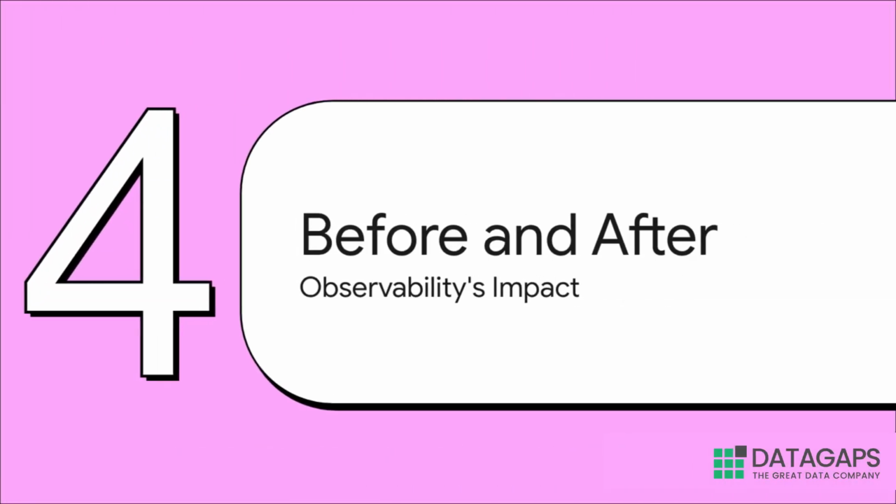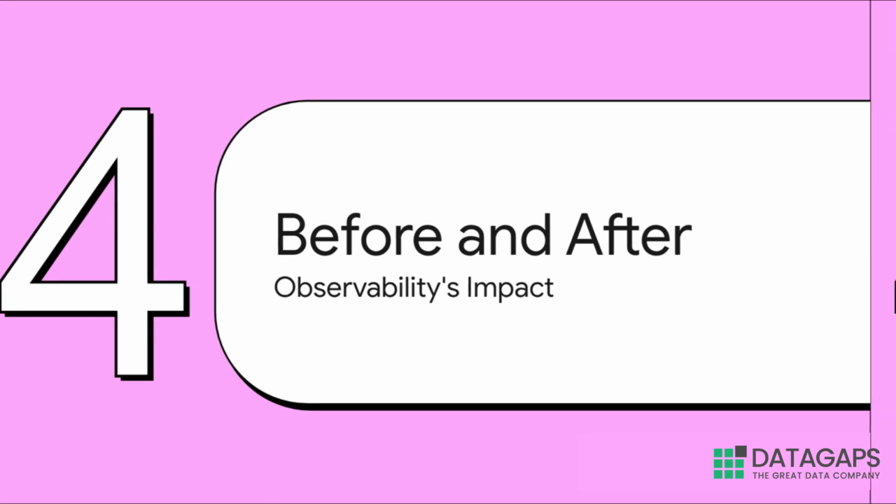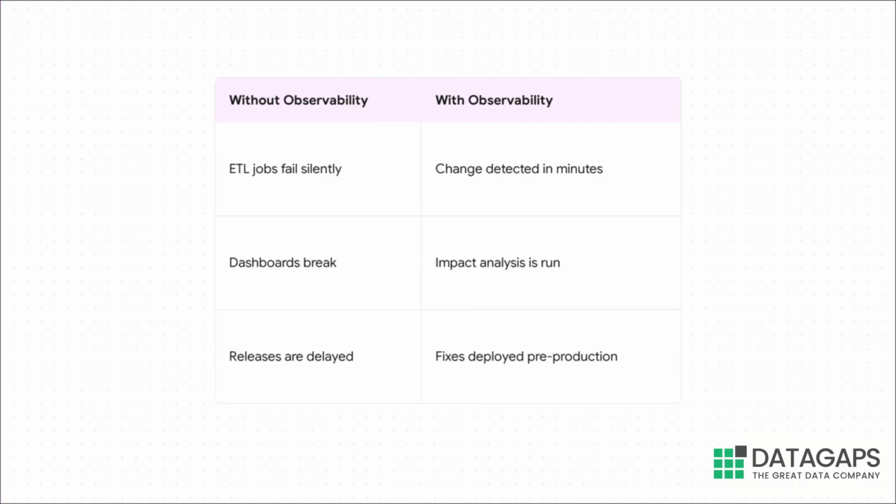Okay, so let's make this super practical. We're going to go back to our email field example and see the night and day difference an observability solution makes. The contrast here is stark. Without observability, the column gets renamed, jobs start to fail, dashboards break, and product releases get delayed while everyone scrambles to figure out what went wrong. Now, with observability, that change is detected in minutes. An impact analysis instantly shows every single system that will be affected, and teams can implement fixes before it ever hits production. The crisis is completely averted.